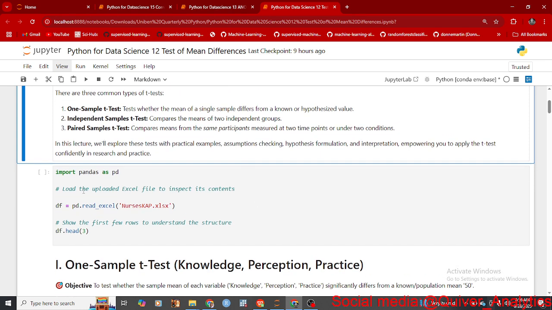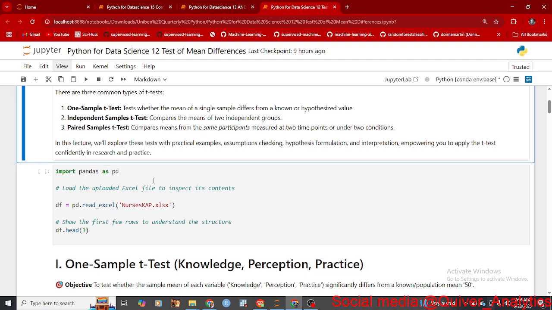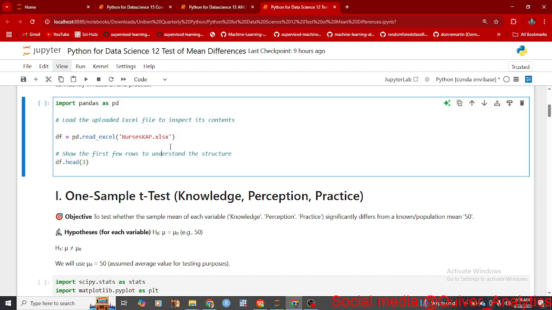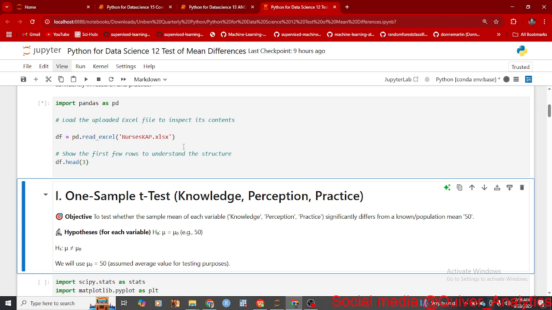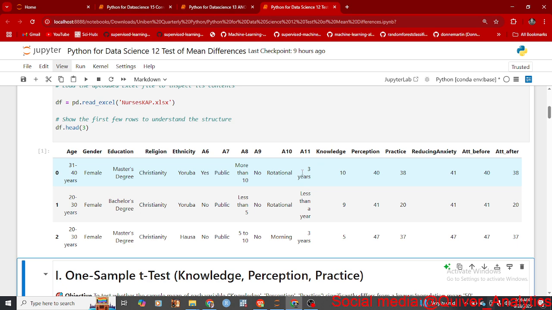So now let's get into it. To bring in data, we are importing pandas, and then we read the nurse cap data. What this data is about is a group of pediatric nurses who were measured. Their characteristics were measured, then their knowledge, their perception, their practice, and reducing anxiety. There is a particular intervention called play therapy that was used to reduce the anxiety of patients. So, to what degree do they actually reduce the anxiety of parents and patients? That's what the reducing anxiety measure is.